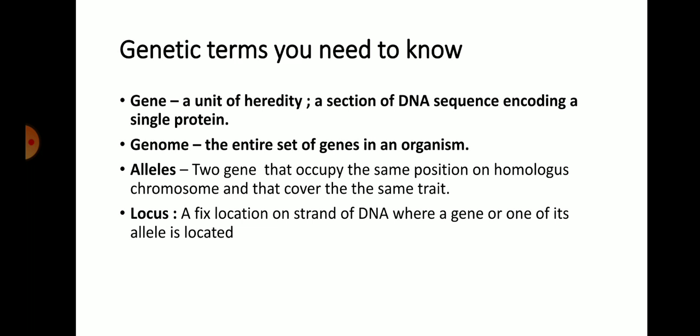Next, allele. What is meant by the allele? Alleles are two genes that occupy the same position on homologous chromosomes and cover the same trait. So alleles means the two forms of one gene. Genes are found in pairs, and these occupy the same position on homologous chromosomes and cover the same trait of the organism.